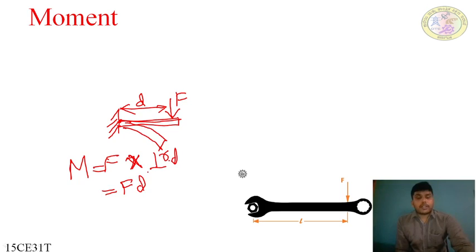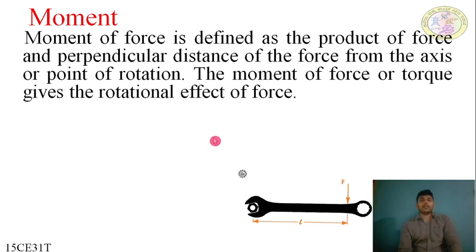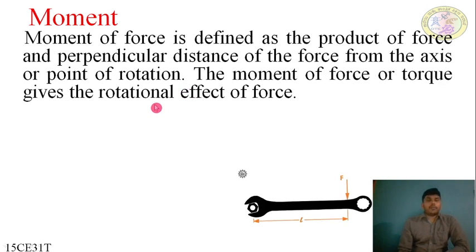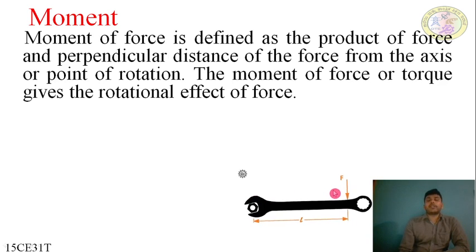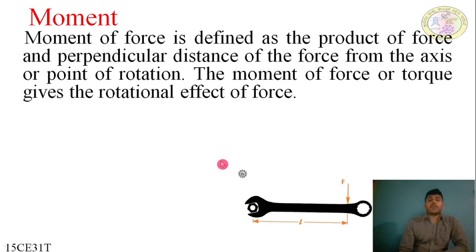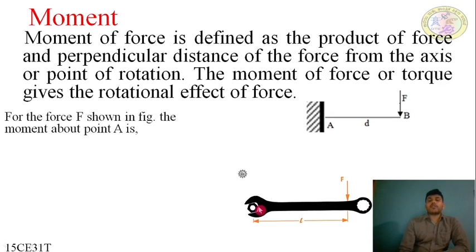Let us understand by illustration now. The moment of the force is defined as the product of force and the perpendicular distance of the force from the axis or point of rotation. This is the point of rotation here. This is the force applied. The distance L between the point of rotation and the force is called d. Then moment will be the product of force and distance.